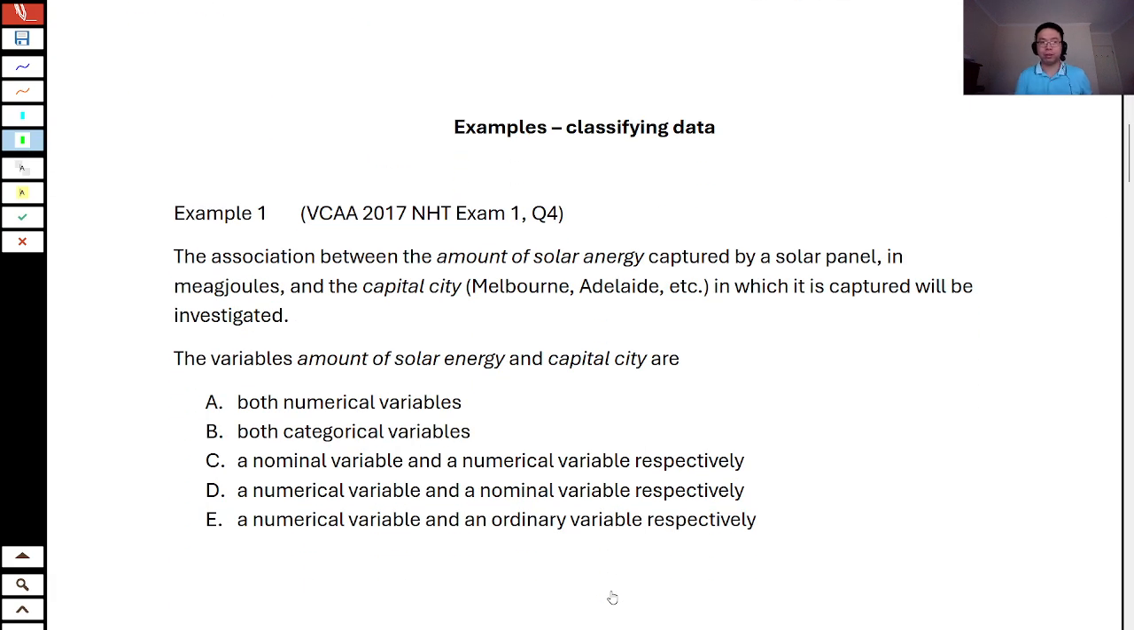So I just had a quick look through some old exams and pulled some of these off. Our first example involves solar energy measured in megajoules and capital city. Now, if you have a background in, say, chemistry or physics, you know that energy is measured in joules, and as soon as you have a measurement, it's a hint that it's a continuous variable. But suppose you didn't know that. Suppose you didn't know that joules was a measurement for energy.